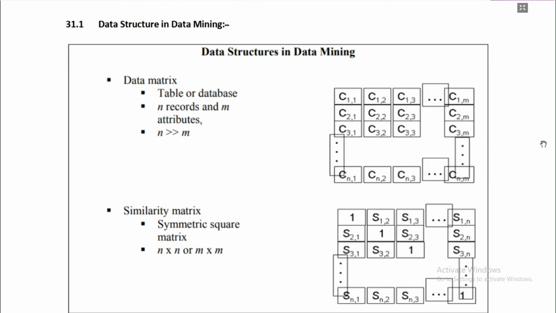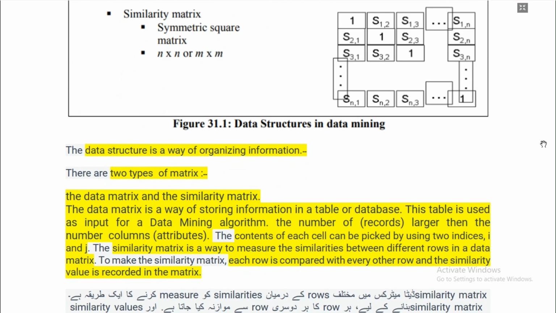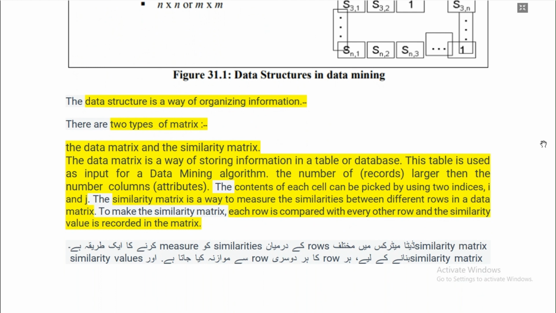31.1 Data structure in data mining. A data structure is a way of organizing information. There are two types of matrix, the data matrix and the similarity matrix. The data matrix is a way of storing information in a table or database. This table is used as input for a data mining algorithm.